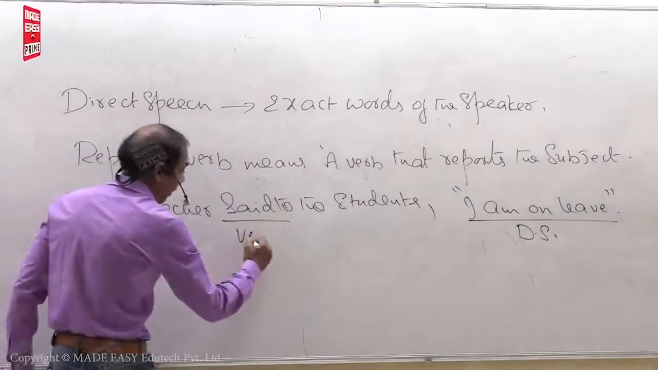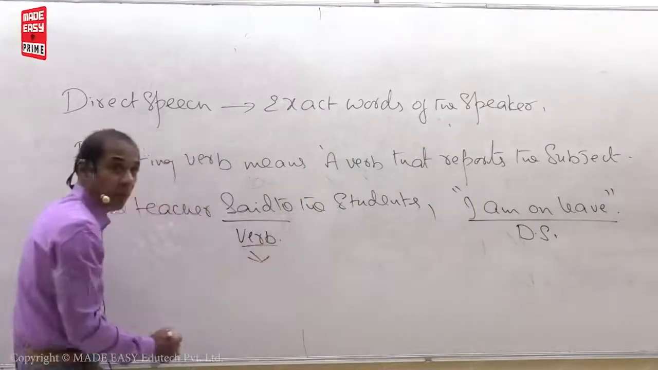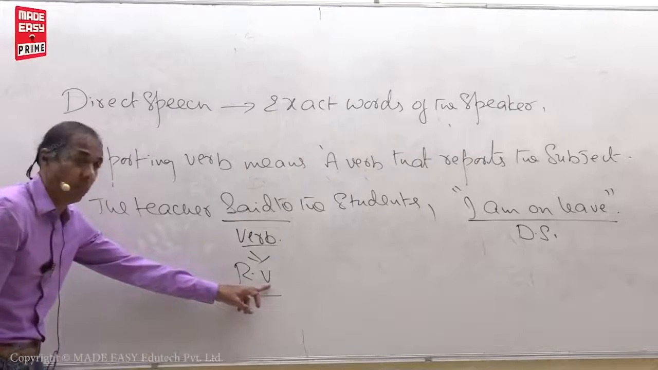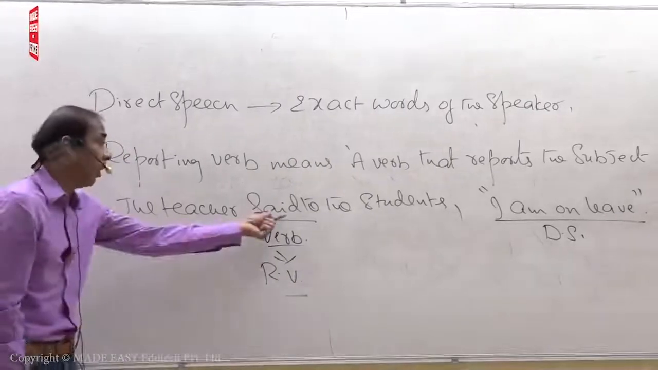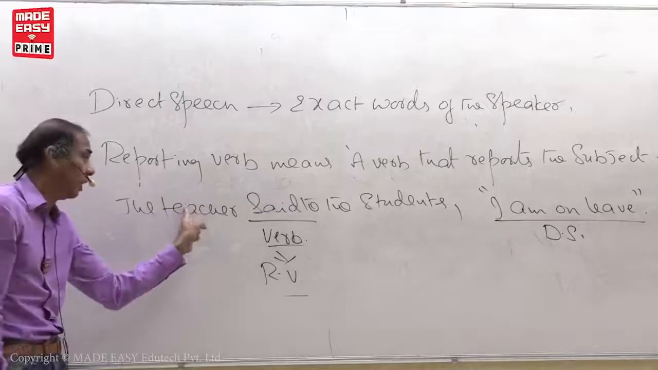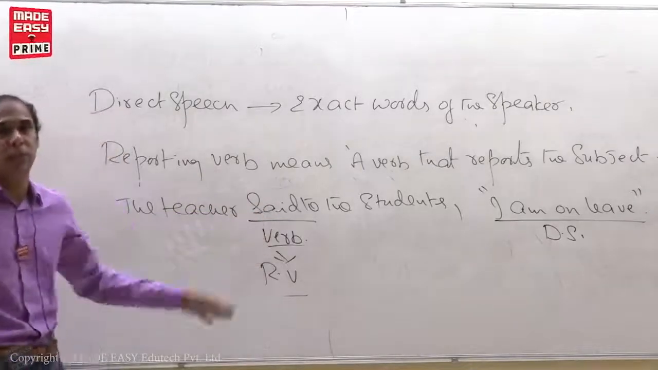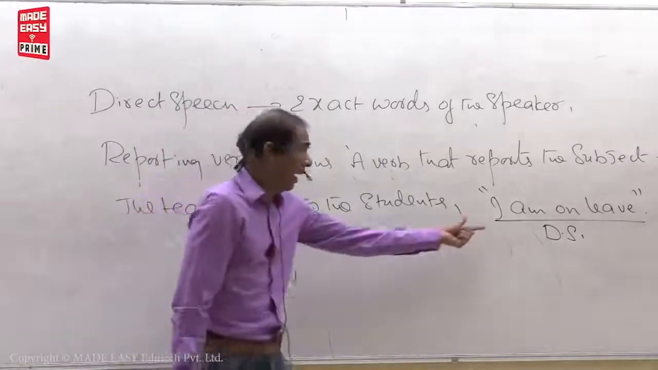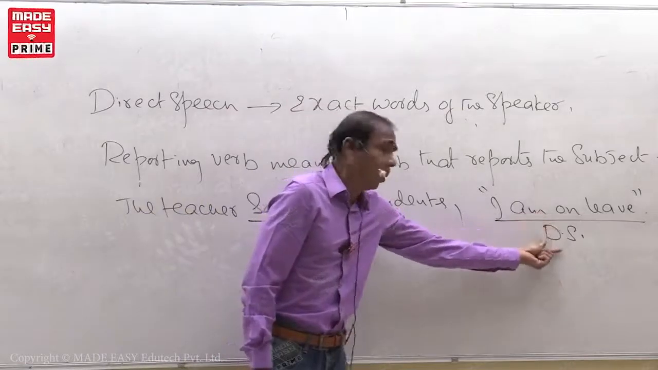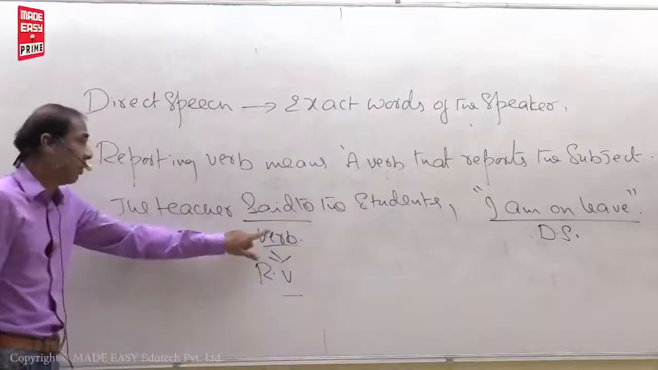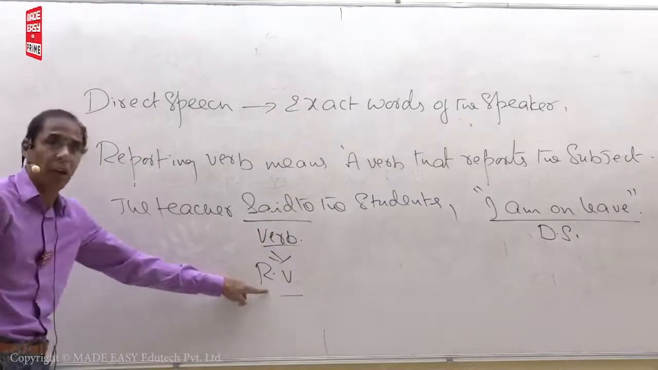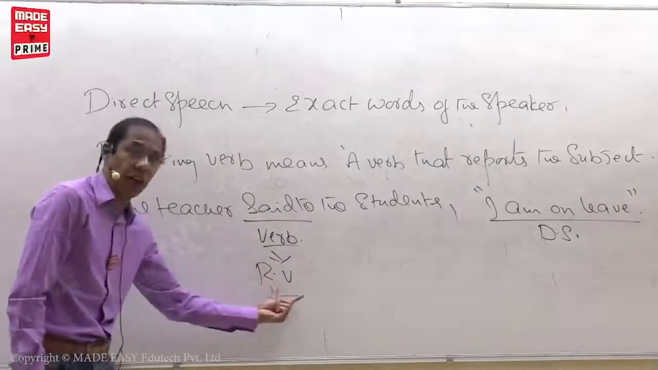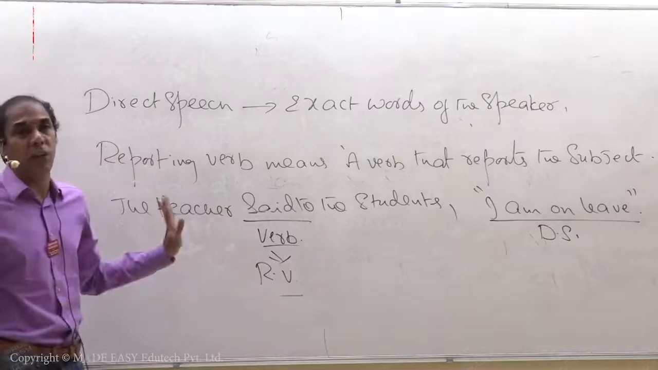Said is the verb. What kind of verb? Reporting verb, RV. Why reporting verb? A verb that reports the subject. This is reporting the subject, so this is called a reporting verb. Okay. Now see. What is direct speech? Exact words of the speaker. That part is called direct speech. A reporting verb means a verb that reports the subject. RV means reporting verb. That's all. Now see.